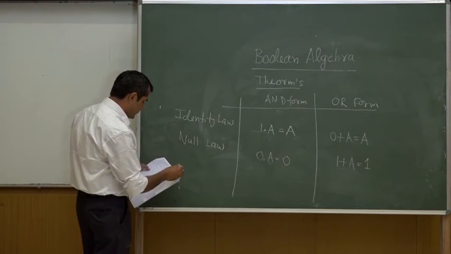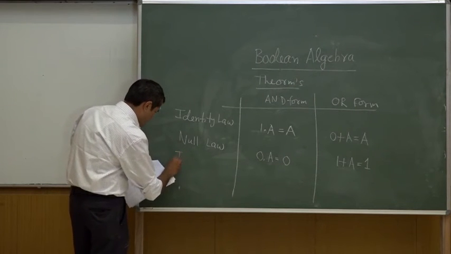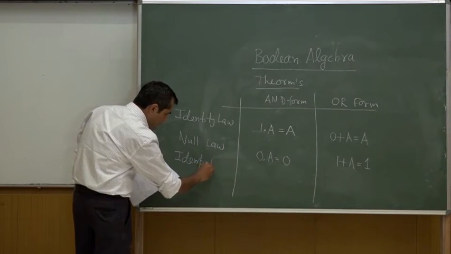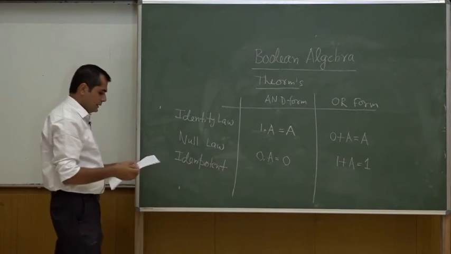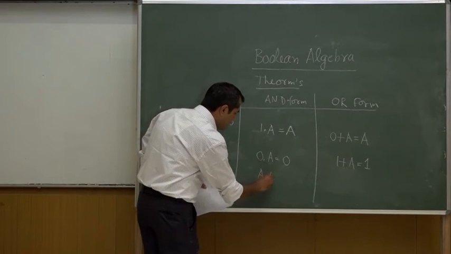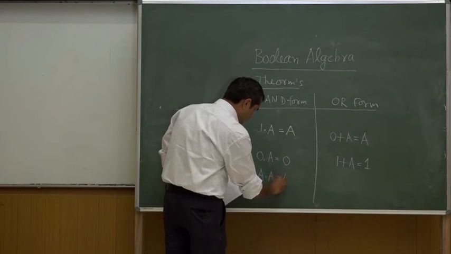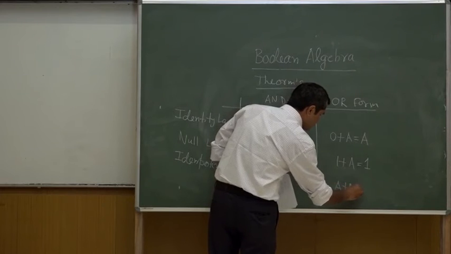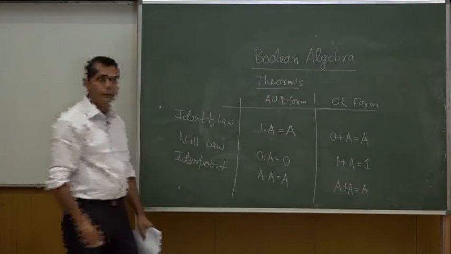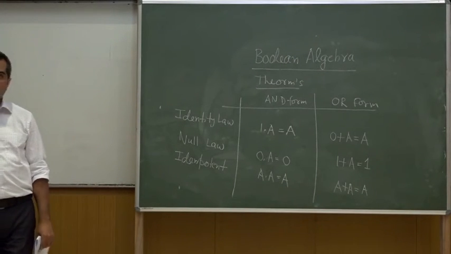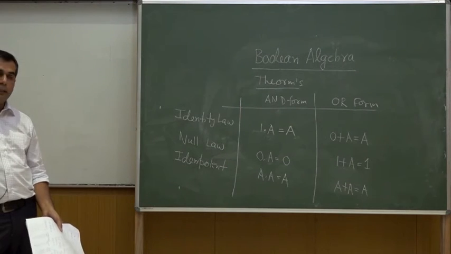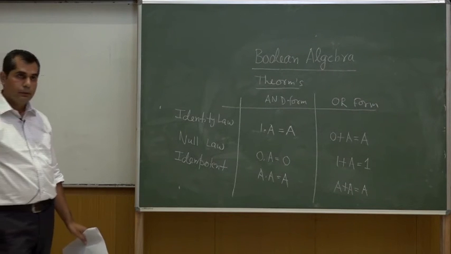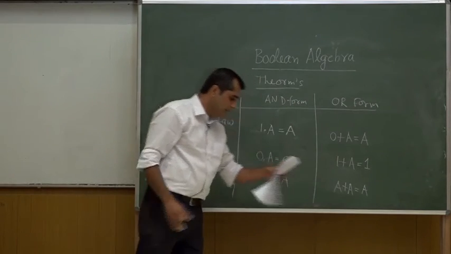Then we have the next law, that is idempotent law. It says that A dot A is always equal to A, and A plus A is also equal to A. Okay. A dot A, that means 1 dot 1, 1 and 1 is 1. And similarly, 1 plus 1 is 1 or 0 plus 0 is 0. Is it clear? So, A dot A is always A, A plus A is always A.